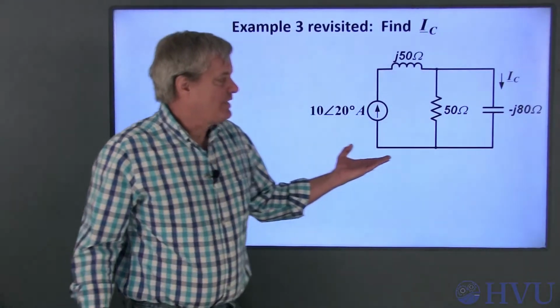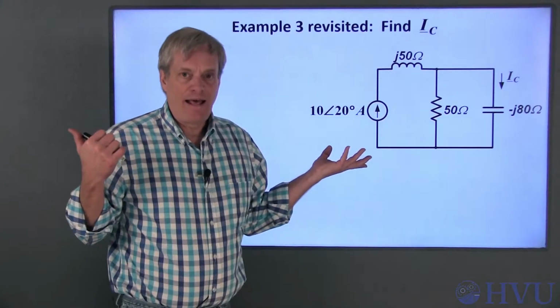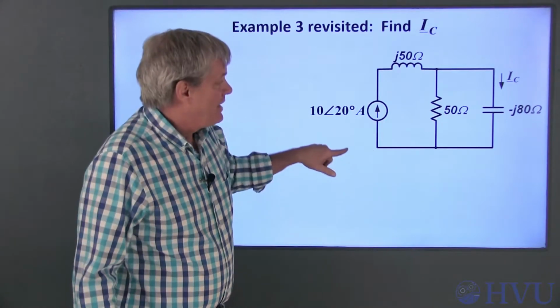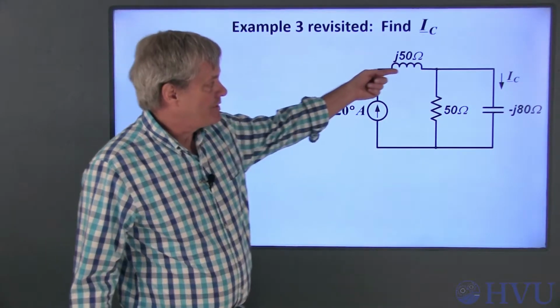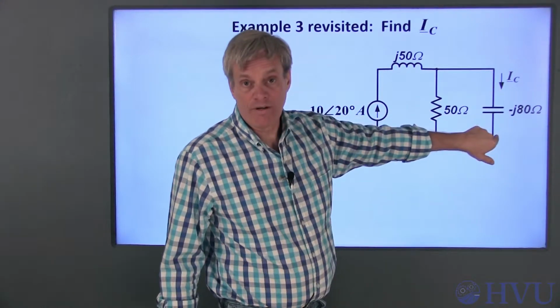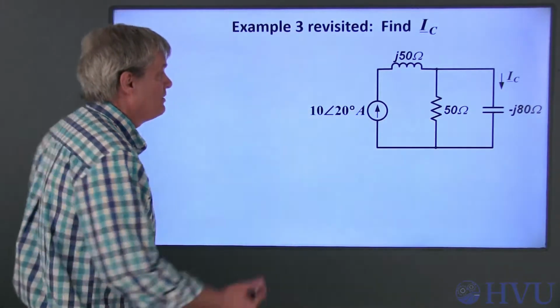I want to take another look at this example. In the previous approach, we were required to use nodal analysis, but I don't think that's the easiest way to do this problem. In this example, we know the current going into a parallel combination of impedances, and we want the current through one of the legs of this parallel combination. It's a perfect case for a current divider.